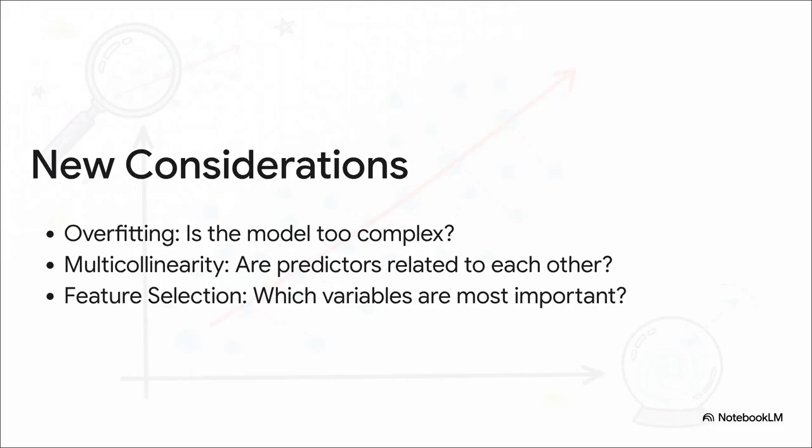Of course, adding more stuff isn't always a free lunch. It can bring new headaches. We have to worry about a trap called overfitting. That's where your model gets so complex it basically just memorizes your existing data, including all the random noise, instead of learning the actual pattern. We also have to be on the lookout for multicollinearity. Sounds scary, but it just means our predictors are tangled up with each other. Like say you included both the temperature in Celsius and in Fahrenheit. They're telling you the same thing, and that can really confuse the model and mess up your results.